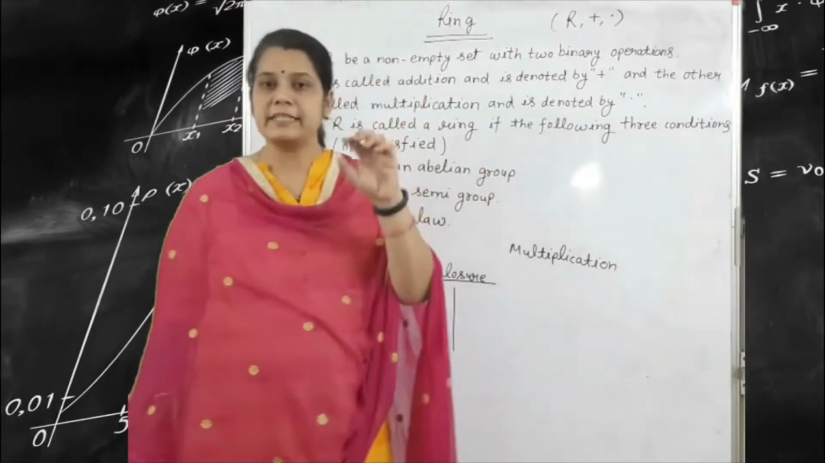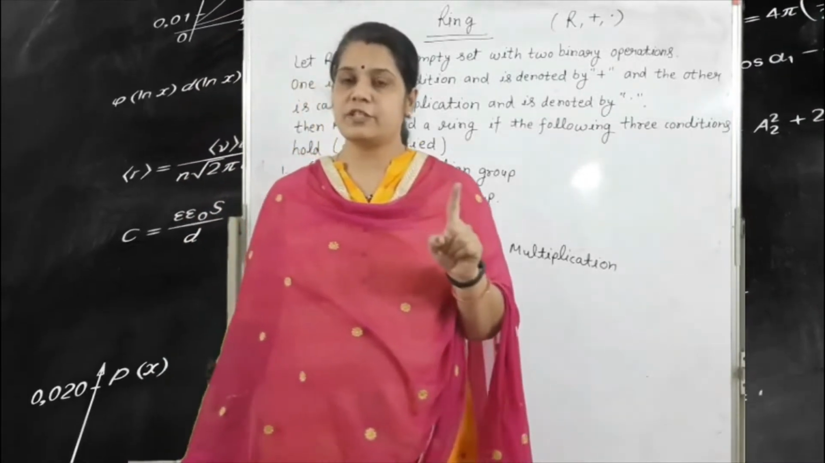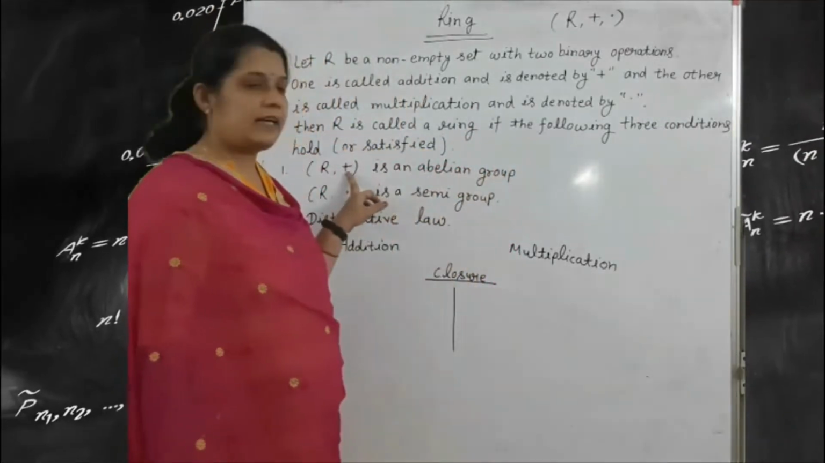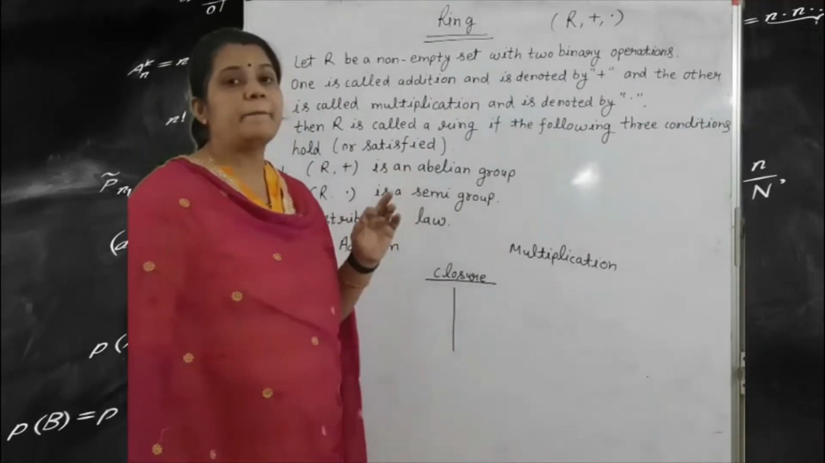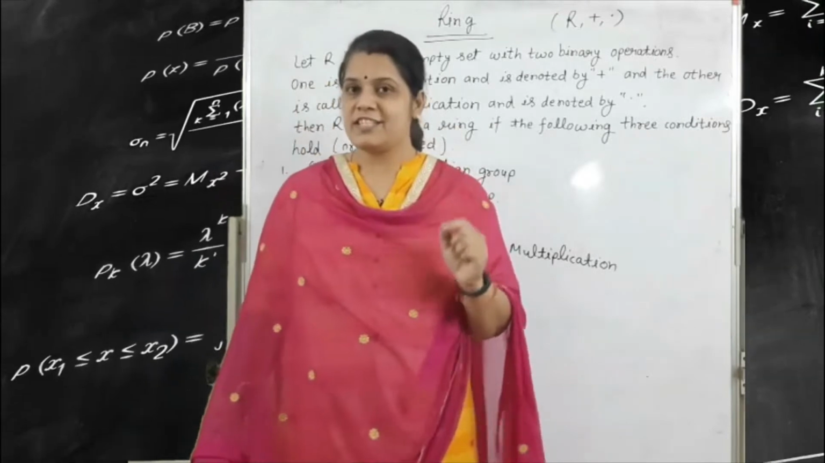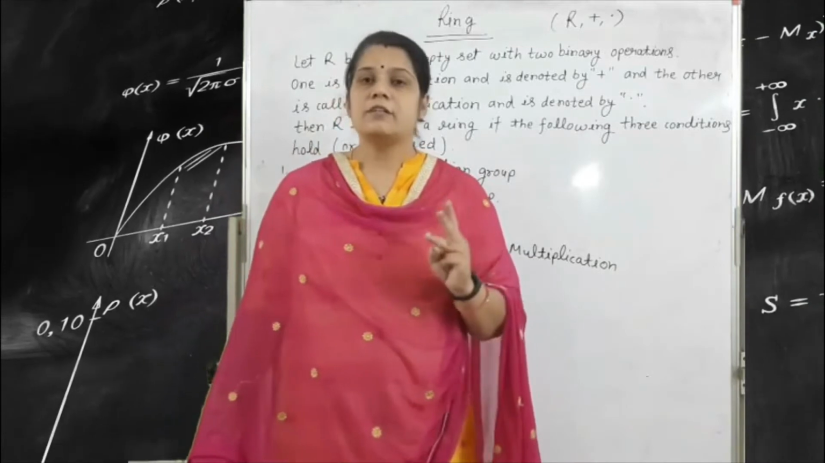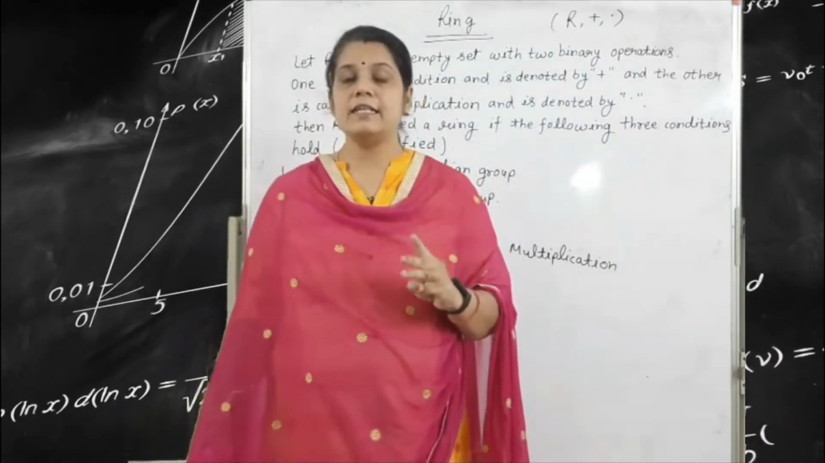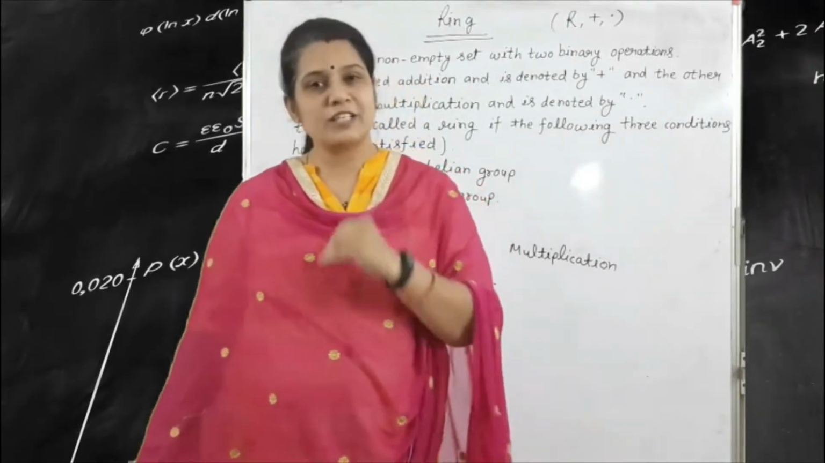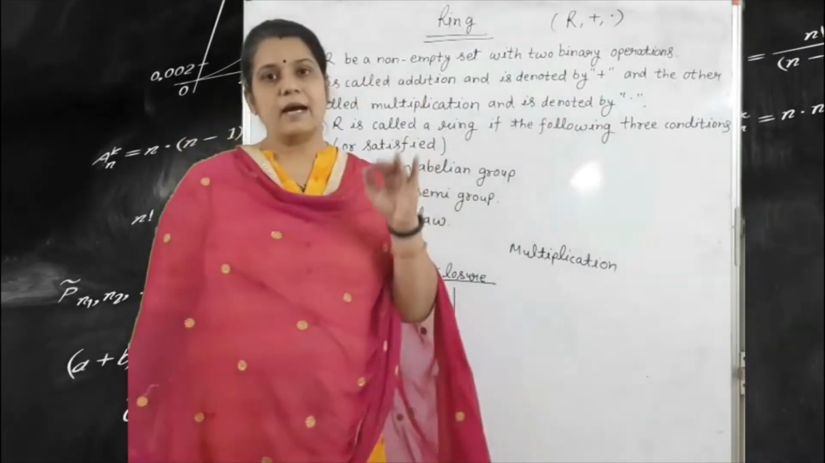Ring depends on the two operations, plus and dot, but the three conditions are what? The first condition is that with any set and the addition operator, this is an abelian group. Abelian group means we satisfy five properties: first the closure property, second the associativity, third the existence of the identity, fourth the inverse, and fifth the commutative property. So the first condition is R plus is an abelian group.